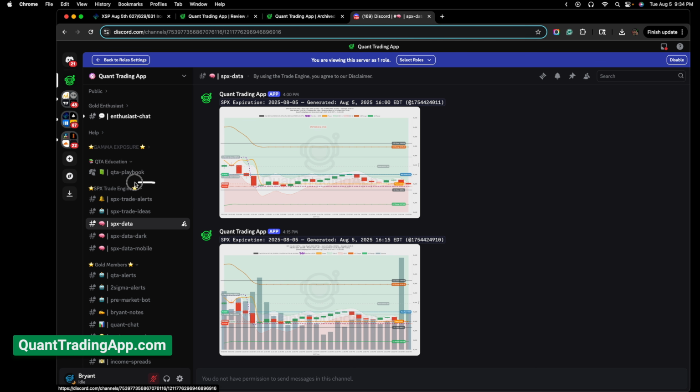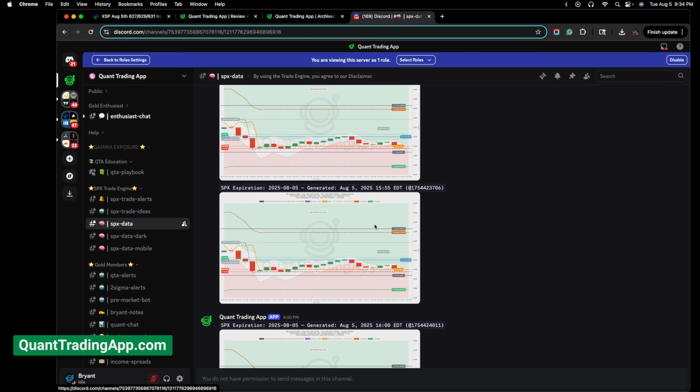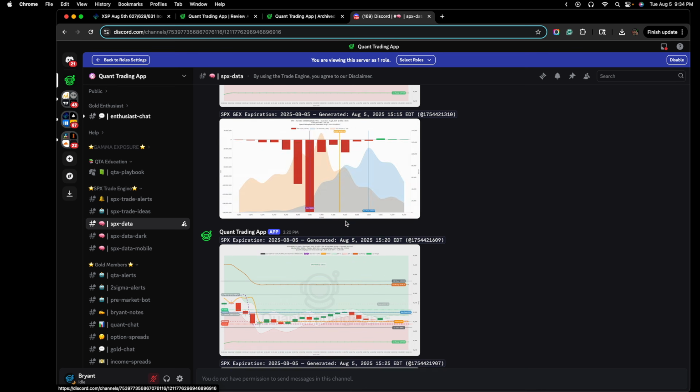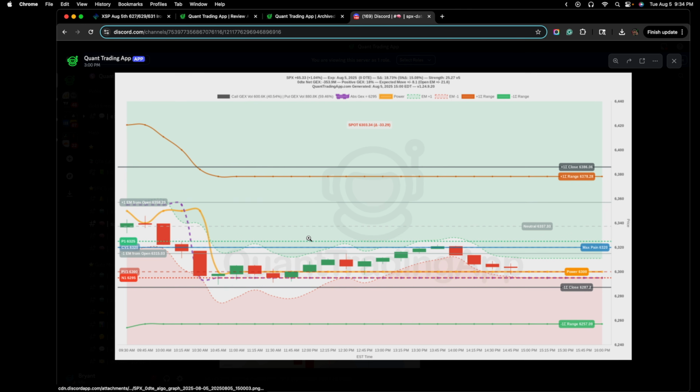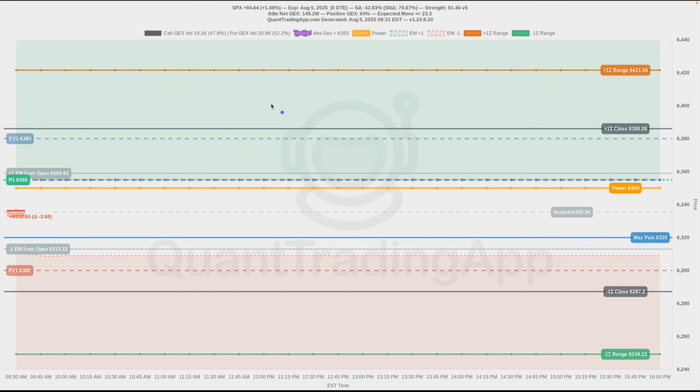In quant trading app, we have this proprietary SPX Trade Engine. This is the data from the trade engine in this channel here, and it is showing us the 0dte gamma exposure as well as this graph that is taking all of that information and putting it on a chart. This is sort of a visual representation of the trade engine's brain. This is 1 minute after the market opens. This is the candlestick price action here with a bunch of data on the chart that I won't get into everything as it has been covered in previous videos.